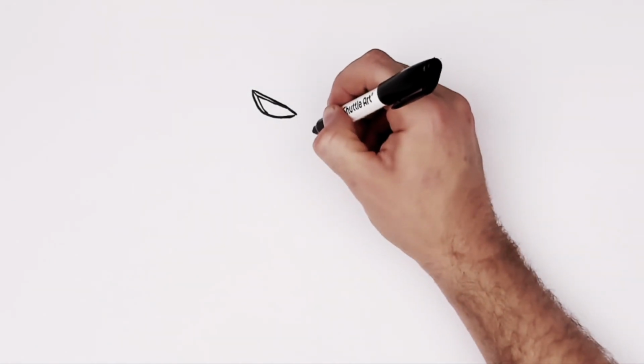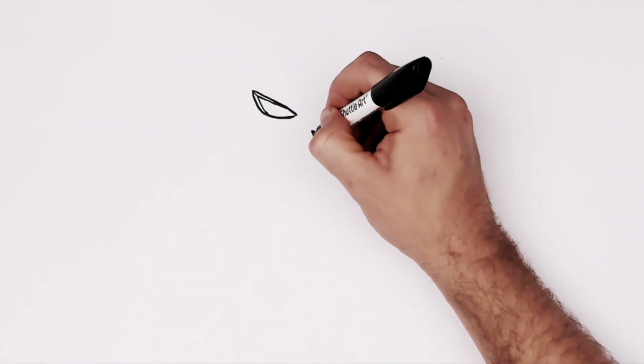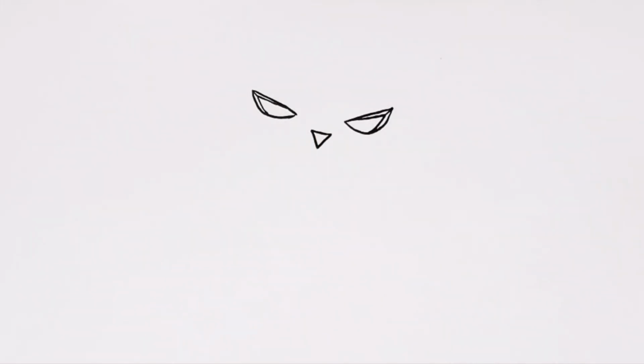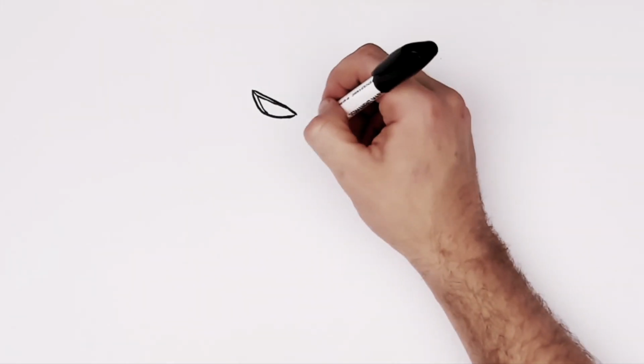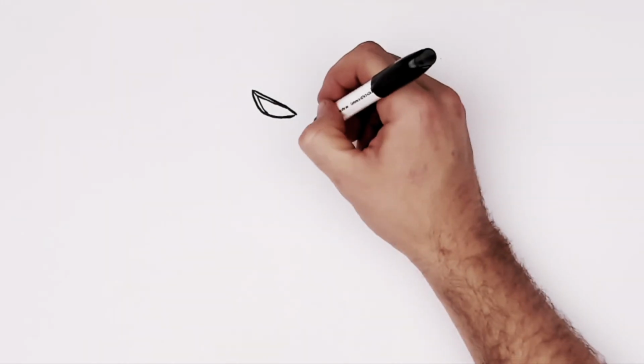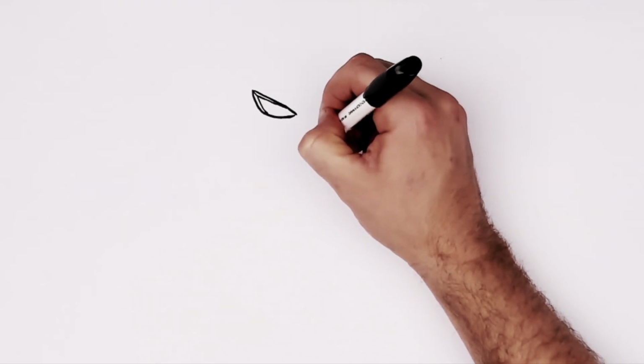Then the nose. Little triangle. There. And then this has a little bit of an edge as well, if you wanted, only tiny really, just there.